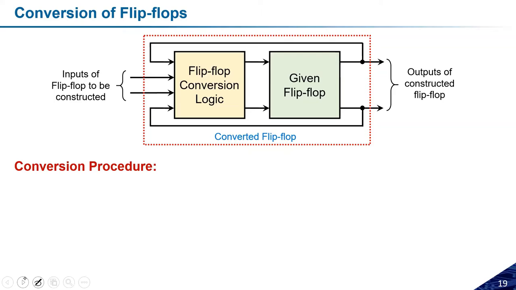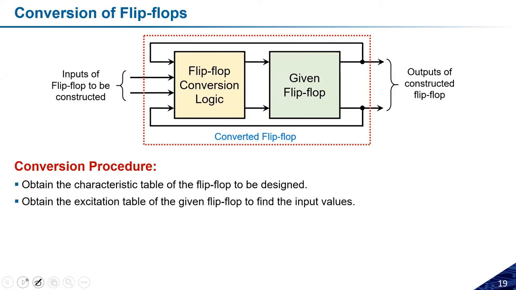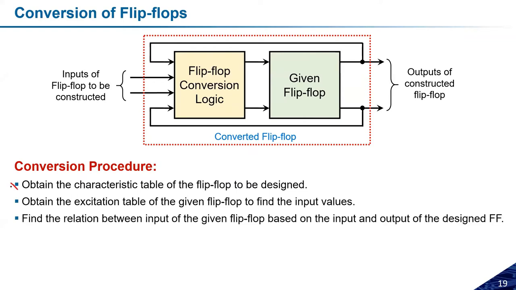Okay, the conversion procedure. These are some of the simple things. Obtain the characteristics table of the flip-flop to be designed. Obtain the excitation table of the given flip-flop to find the input values. These two are very important things. Find the relationship between the inputs of the given flip-flop based on all these things.